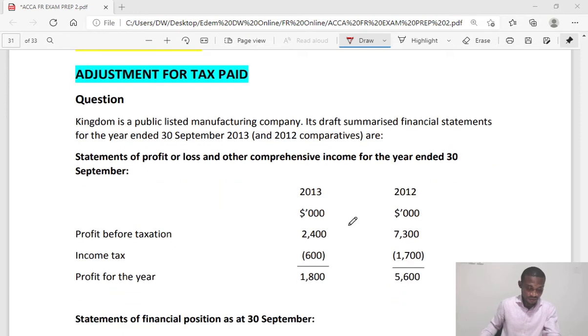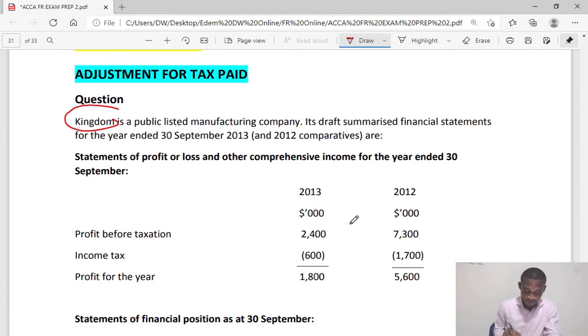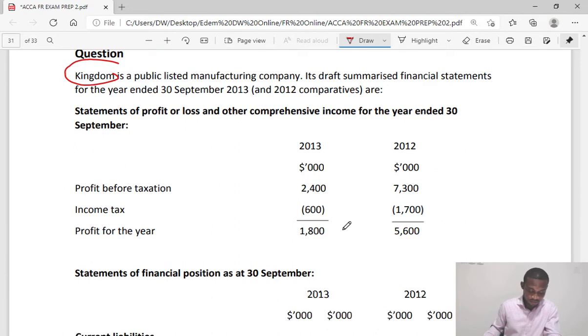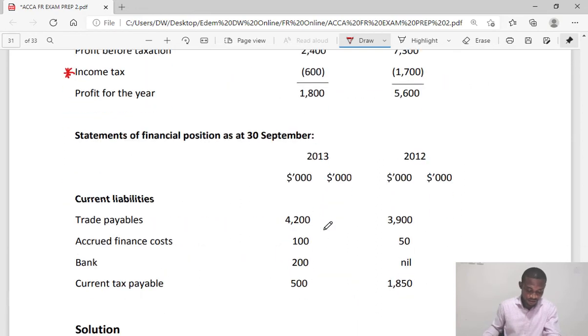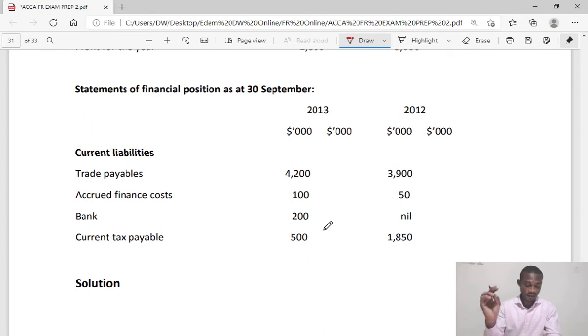Now again, we have the same question like we did in our earlier video on the interest paid, the same question which is on Kingdom. So we have 2012, 2013, and in this P&L, we have income tax. So this is the focus. The P&L charge for prior year is 17, current year 600. And when you go down to the liabilities, we have current liabilities. We have current tax payable.